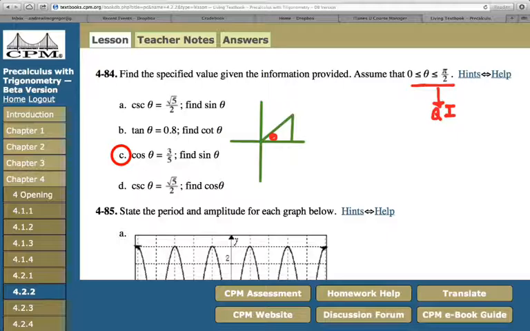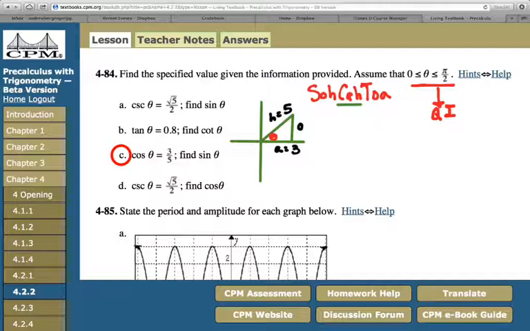So here's where SOHCAHTOA becomes important. We're going to use it with the triangle. We know cosine, which means we're going to use adjacent and hypotenuse. If we label our sides here, opposite, adjacent, hypotenuse, we know that our adjacent side is 3 and our hypotenuse is 5.